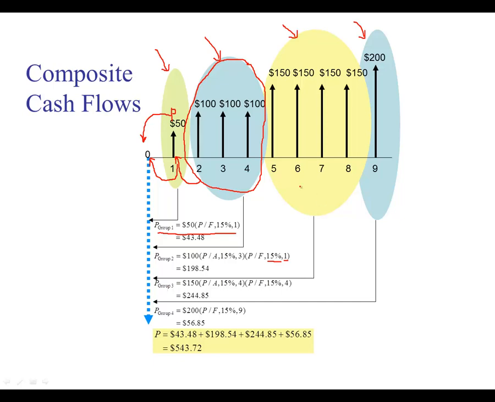For group number 3, we have again the group with $150. All this group here will be brought back to year 4, and then we can bring it from year 4 all the way back to year 0. And the same for the last group. Now, if you find it confusing like that, let's do it separately.